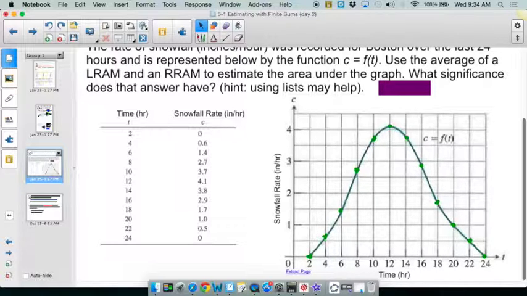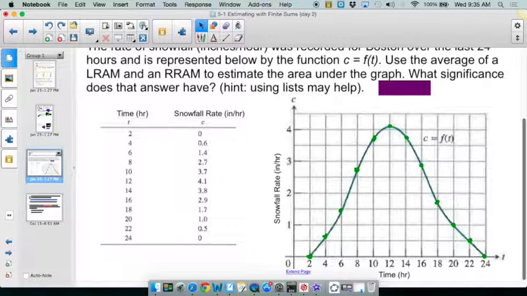For this particular data, this is the snowfall rate in Boston over the last 24 hours. At 6 a.m. the snowfall rate was 1.4 inches per hour, etc. So we wrote down and graphed those snowfall rates, and if you find the area underneath here, that's going to give you some sort of physical significance to what happened in Boston over the last 24 hours.